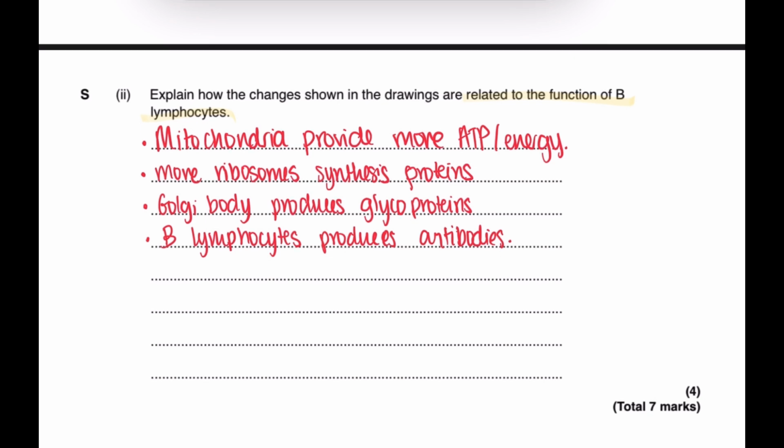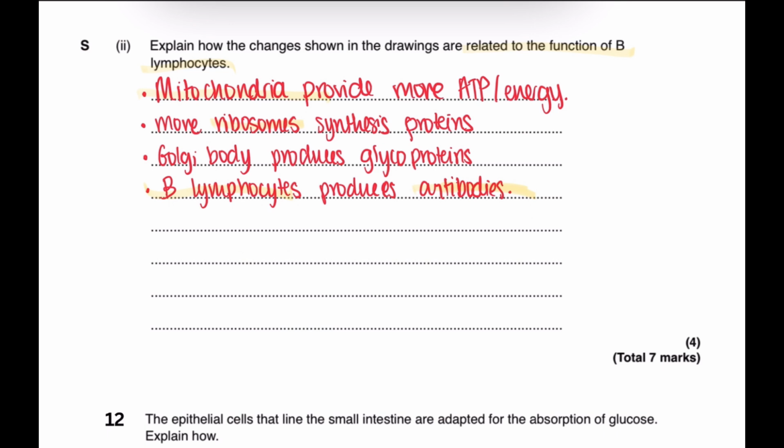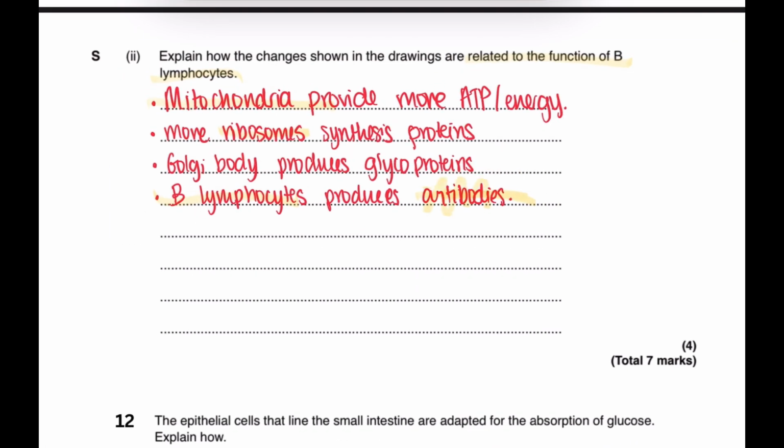So we can say more mitochondria means more ATP, more energy. We can say more ribosomes or more RER can synthesize more proteins, which of course is good. We have Golgi body and we have more of those, so it secretes, modifies, and packages proteins, and also produces glycoproteins so that they can be used to see and mark new antigens. And also B lymphocytes produce antibodies. That's why at the end of the day, they're all related to the function of B lymphocytes. Antibodies here are proteins.